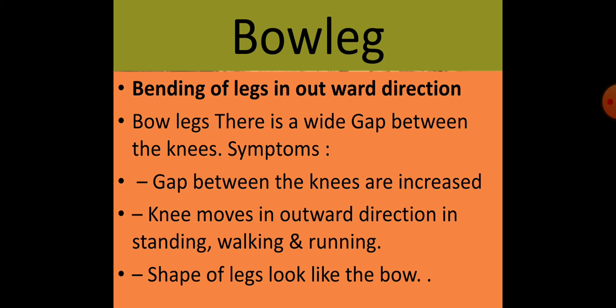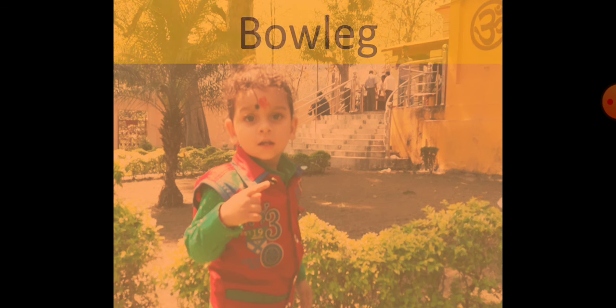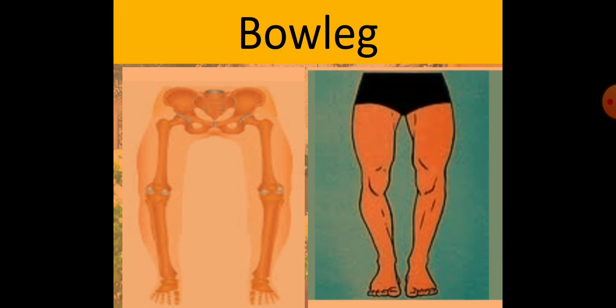We can see the picture here. The knees are bending outwards, moving outwards from each other, and the gap is gradually increasing between the knees. And the ankles come closer. When knees move outwards, ankles come closer, which causes problems during walking, running, and standing, and for making the balance of the body.